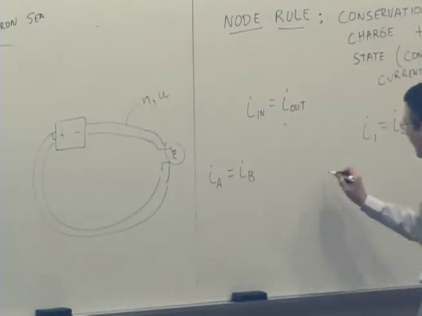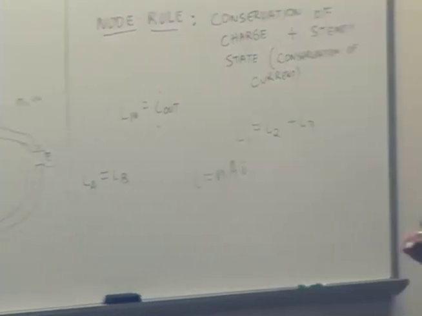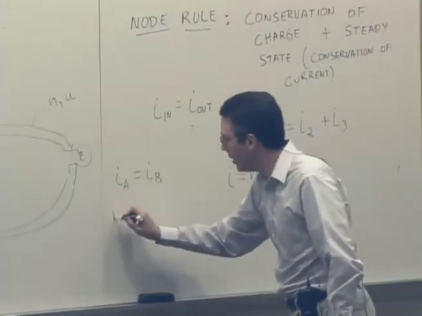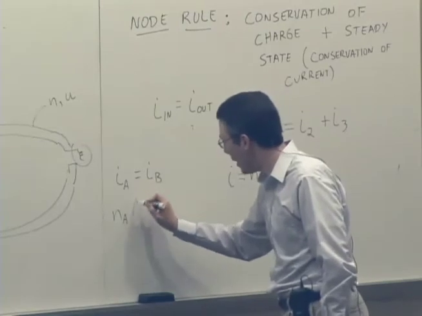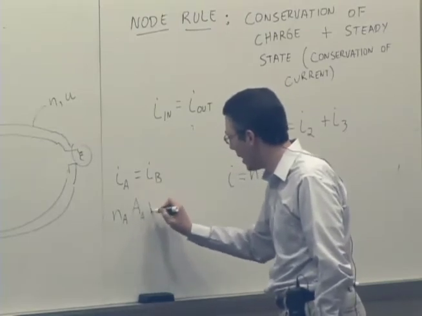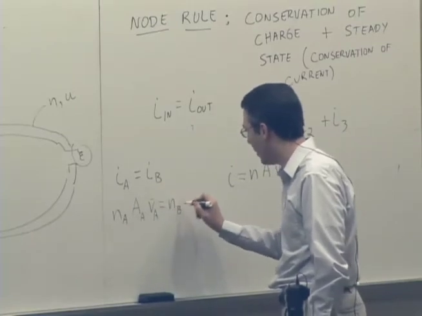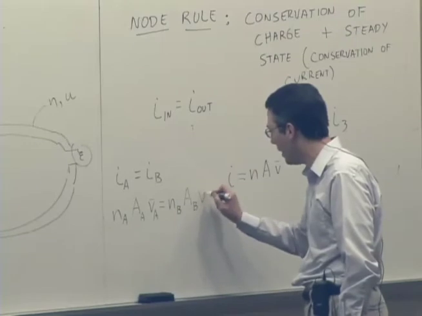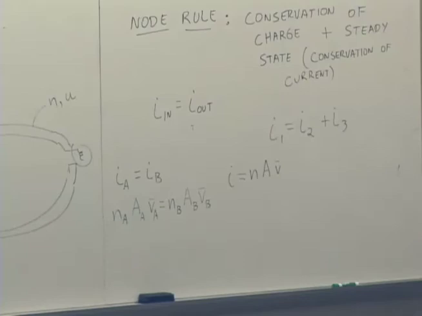I also know that I is equal to NAV, right? So let me plug this in. The electron density at A times the area of the wire at A times the velocity of the electrons at A is equal to the electron density at B times the area of the wire at B times the electron drift speed at B. Okay? What's the same on those sides, on both sides of that equation?